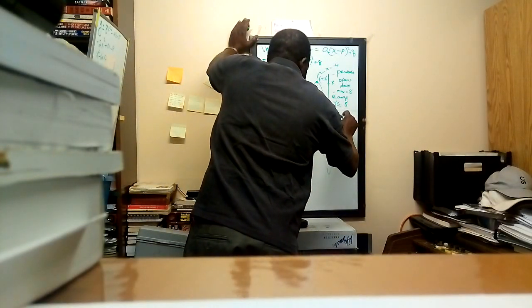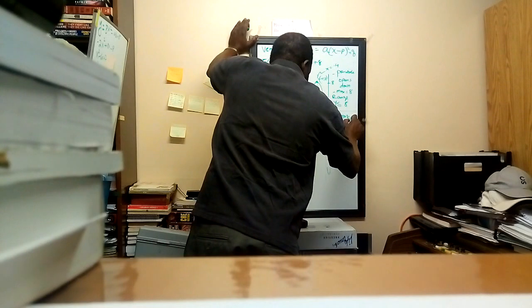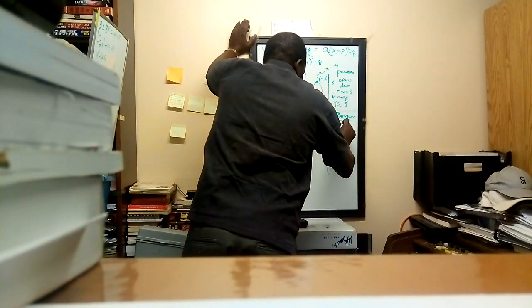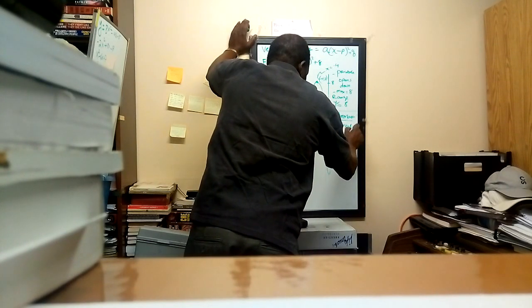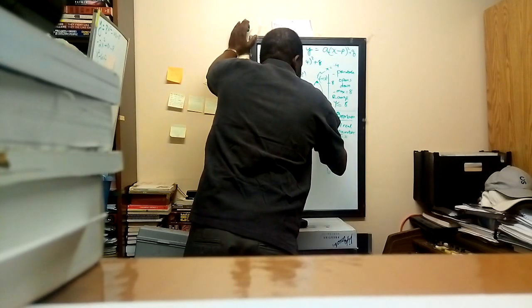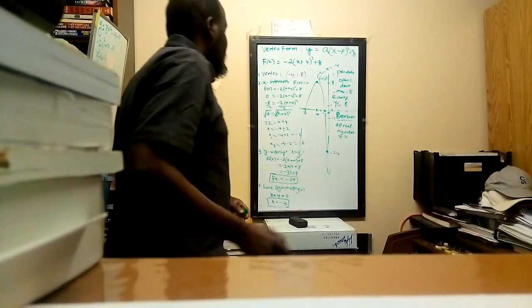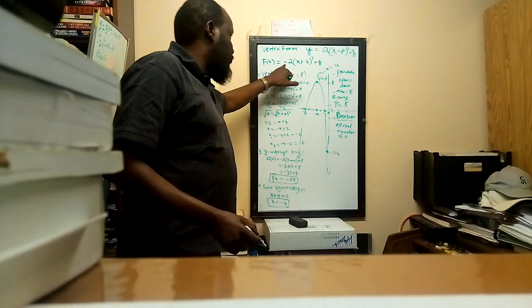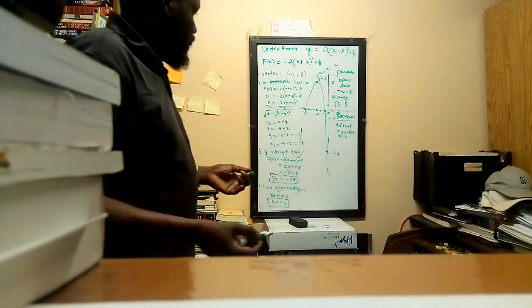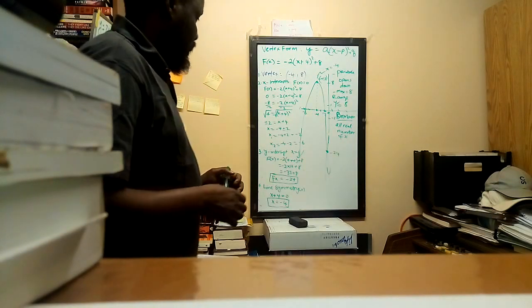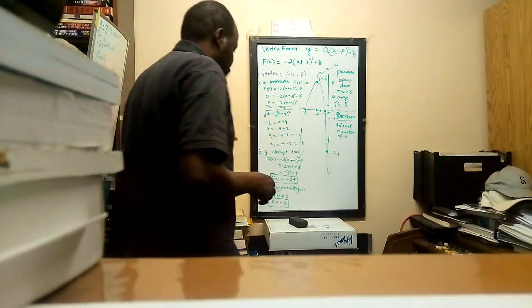Then the domain is all real numbers of x, because you could see from here, these are values of x, and our parabola goes down. It opens down because we have negative 2 as the leading coefficient. So basically that is what it is. So we are done with that. So let's solve another problem.